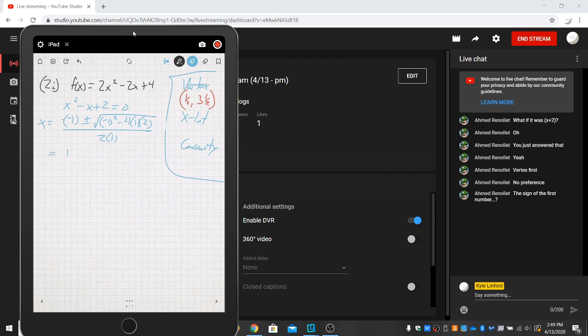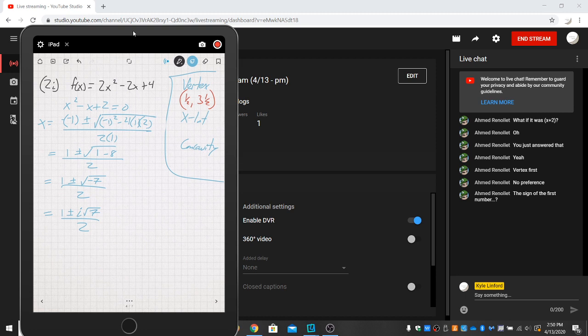Negative negative 1 is a positive 1 plus or minus, negative 1 squared is 1 minus 4 times 1 is 4 times 2 is 8, all over 2. All right, let's keep simplifying. We get 1 plus or minus the square root of negative 7 over 2. And if I'm simplifying, that's 1 plus or minus i root 7 over 2.